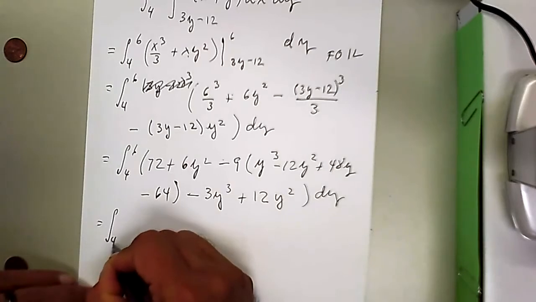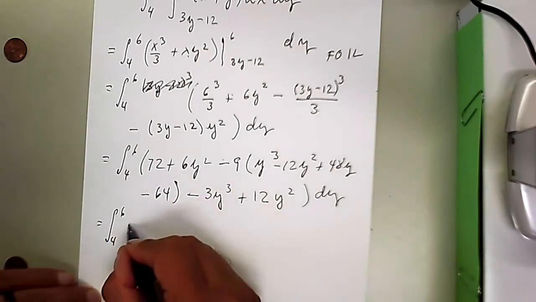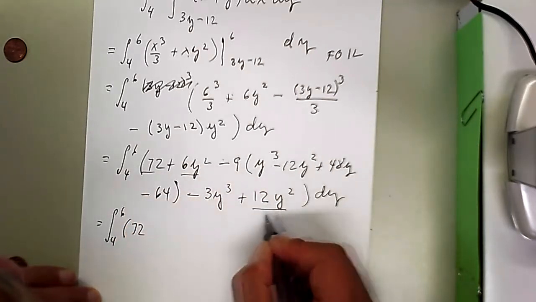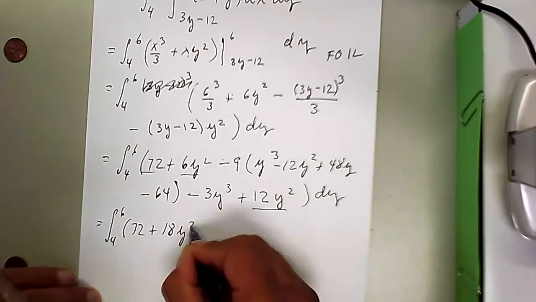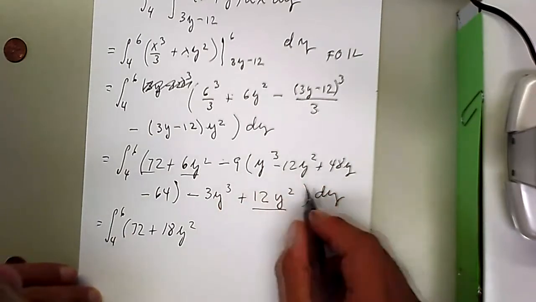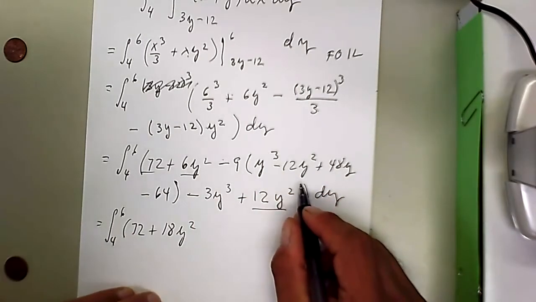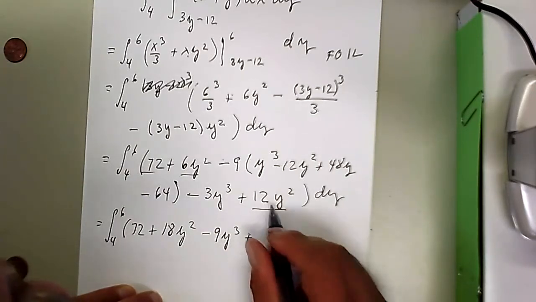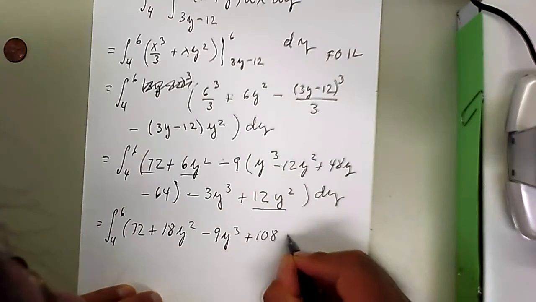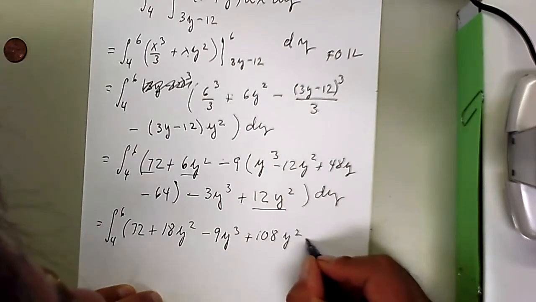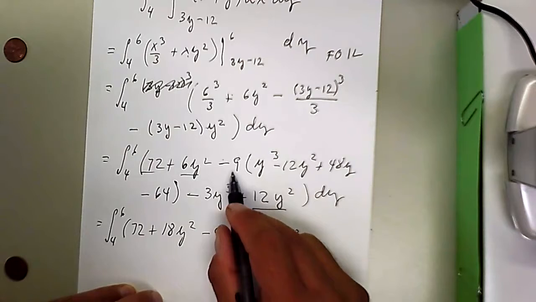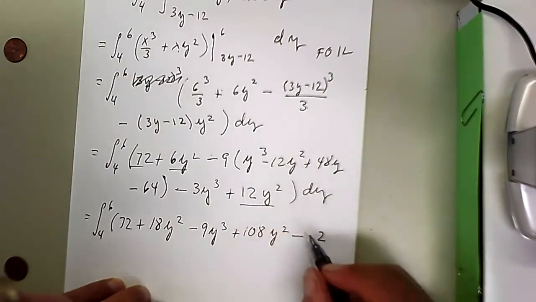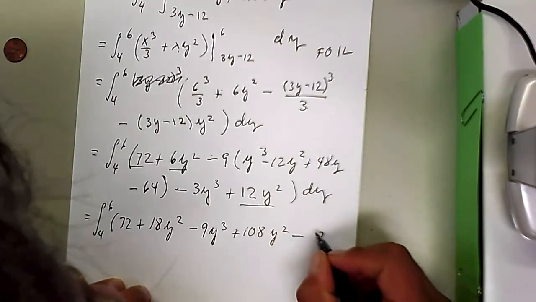So that is the integral from 4 to 6. 72 is alone. So 72 is done. Those two are like terms, so we can consolidate them into 18y squared. And then let's distribute this. Minus 9y cubed plus 9 times 12, I believe is 108 y squared, minus 9 times 8 is 72. We carry 7. 9 times 4 is 36, and 7, 43.